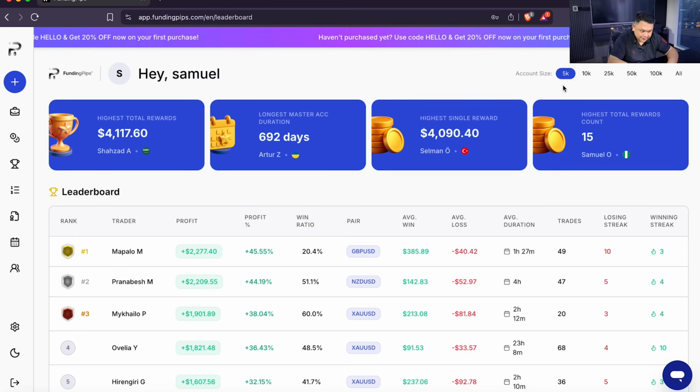Remember that. We also have the highest total rewards count. So that's 15 rewards on a 5K account. I mean, they've been keeping that account pretty well. And who's ranking number 1, 2, 3, and so on. Check it out. It's a really good place to see how everyone else is doing.